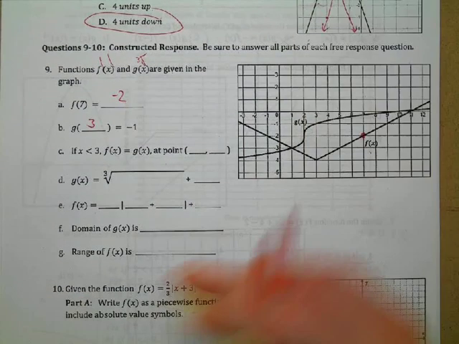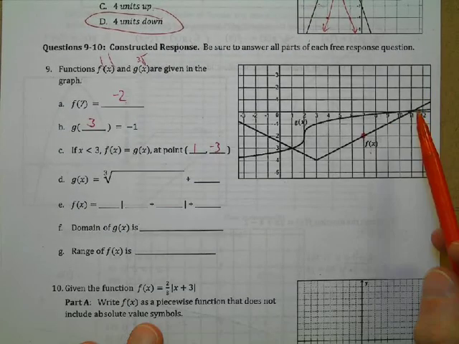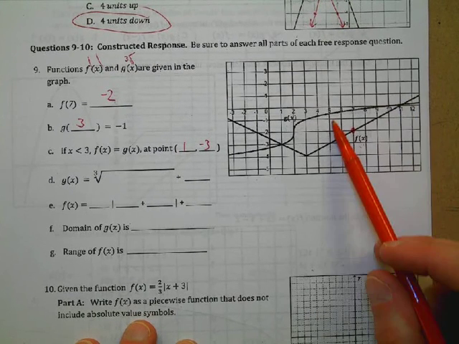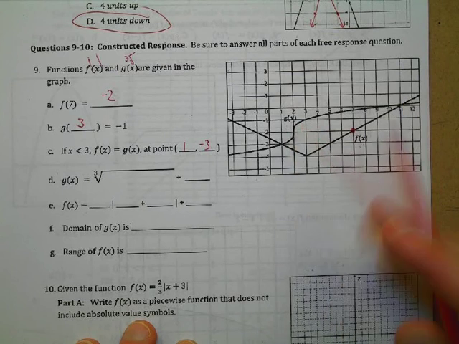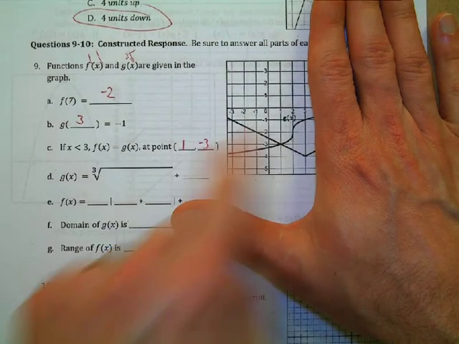Good job. Now, why do I have to cover that up? Because there's another place where they're equal over here, right? But we don't worry about that one. We were told for the x values less than 3. So please only consider x values to the left of 3. Okay, just that one right there.